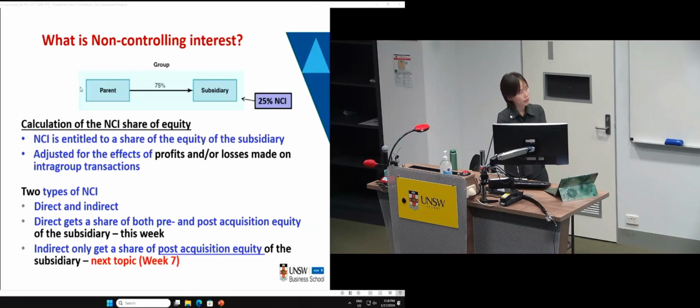Now there are two types of NCI. Today we just focus on DNCI. We only have DNCI when the group under discussion here only includes one subsidiary. Okay? But when there are multiple subsidiaries, we are going to have a look at whether there is an existence of INCI. So the INCI will be discussed this Friday, okay, not next week, sorry about that. So this Friday, we're going to have a look at the INCI and its calculation. Now I believe topic 6 might be the most challenging one, and after that, the rest of the topics are relatively simple compared to the consolidation topic.